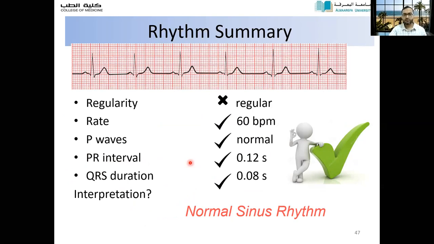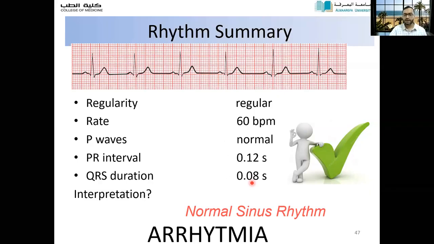But what if some of the things are missing? Say it's not regular, but all other things are normal. Or everything is normal, but the rate is not in the range of 60 to 100, either less than 60 or more than 100. Or the P waves are not present, or there is an abnormal shape of P wave, or PR interval is prolonged, or QRS duration is prolonged, or QRS complex is abnormal shape. What then? Is it a normal sinus rhythm? What do you label it as?